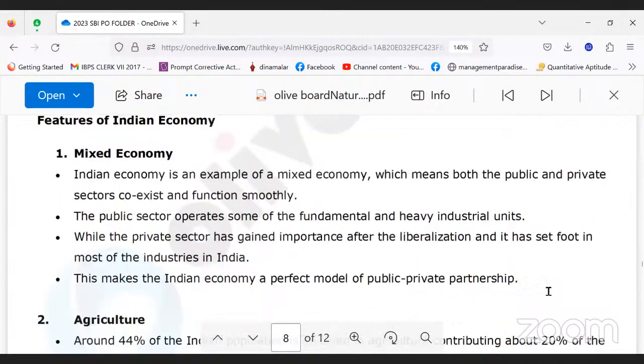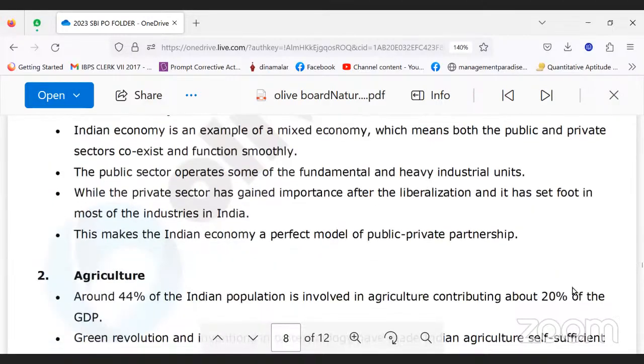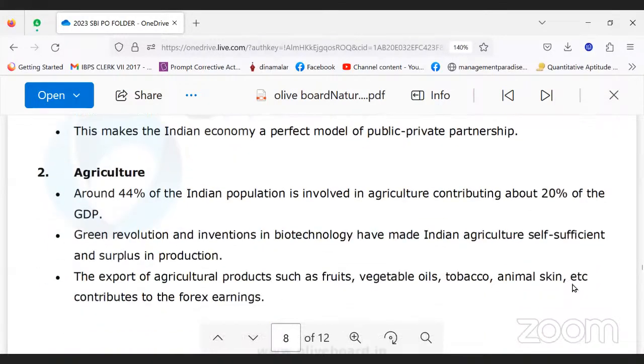Mixed economy. Indian economy is an example of a mixed economy, which means both the public and private sectors coexist and function smoothly. The public sector operates some of the fundamental and heavy industrial units, while the private sector has gained importance after liberalization and has set foot in most of the industries in India. This makes the Indian economy a perfect model of public-private partnership.